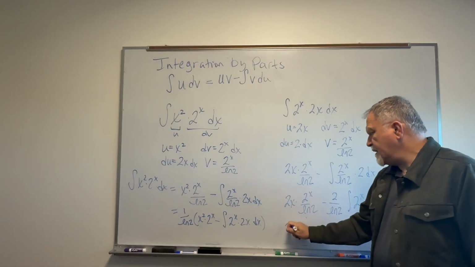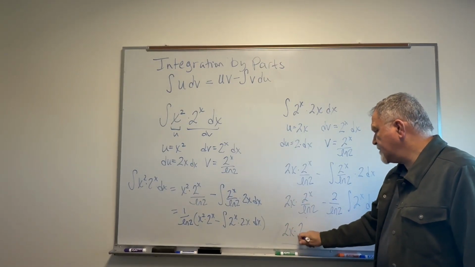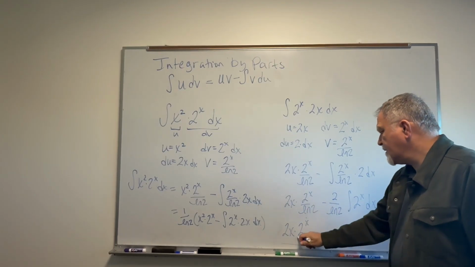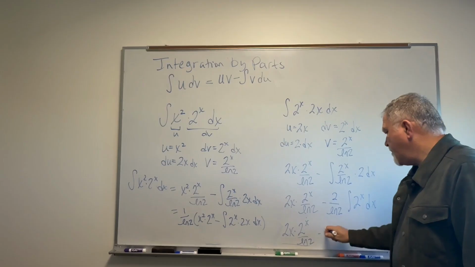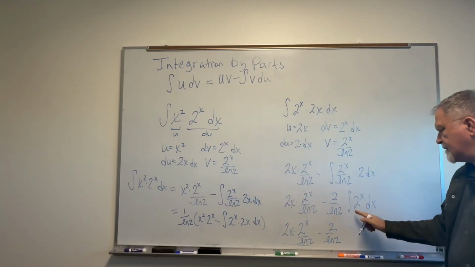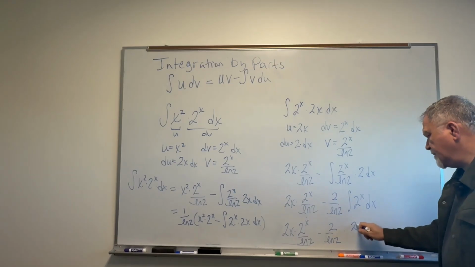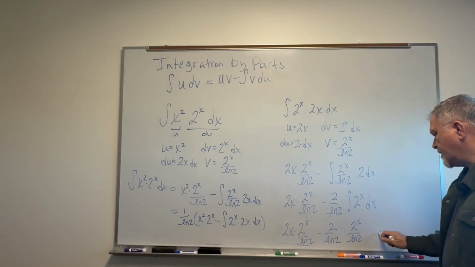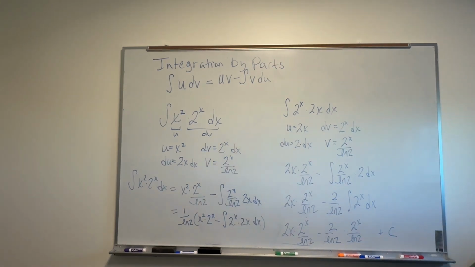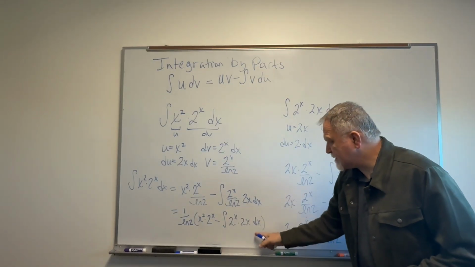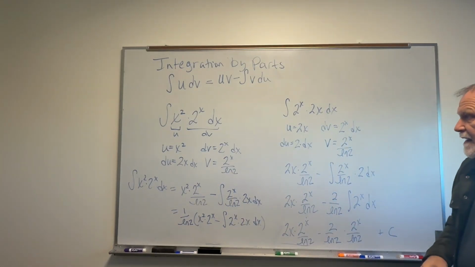So this is going to be 2 to the x times 2 to the x. This is 2x times 2 to the x all over the natural log of 2 minus 2 over the natural log of 2 times the integral of this, well, that's going to be 2 to the x all over the natural log of 2, then plus our constant. We've got a lot of pieces we need to put together there. So all of this work is just this piece. So I'll need to plug that in.